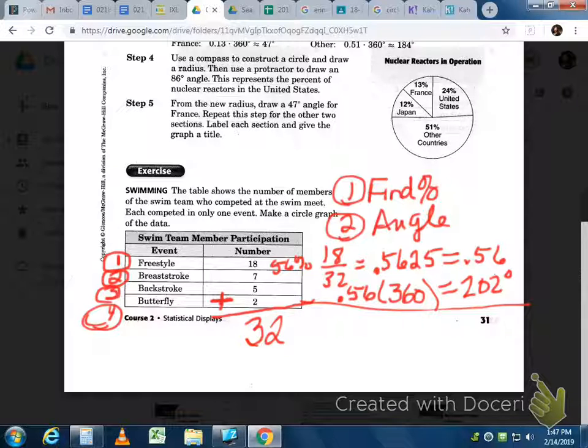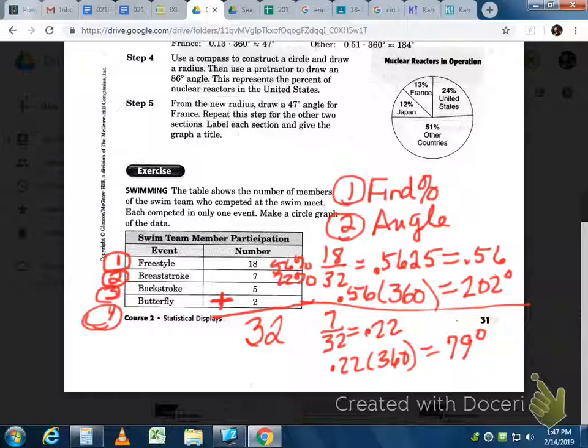Team 2, what did you do? Liam, you tell me the first step, and Dylan's going to tell me the second. The first step was 7 divided by 32. Rounded, it comes out to 0.22, which means 7 is 22%. Dylan, what do you do with the 0.22? We take 0.22 times 360. 79.2, but if you round it, 79. So 79 degrees.